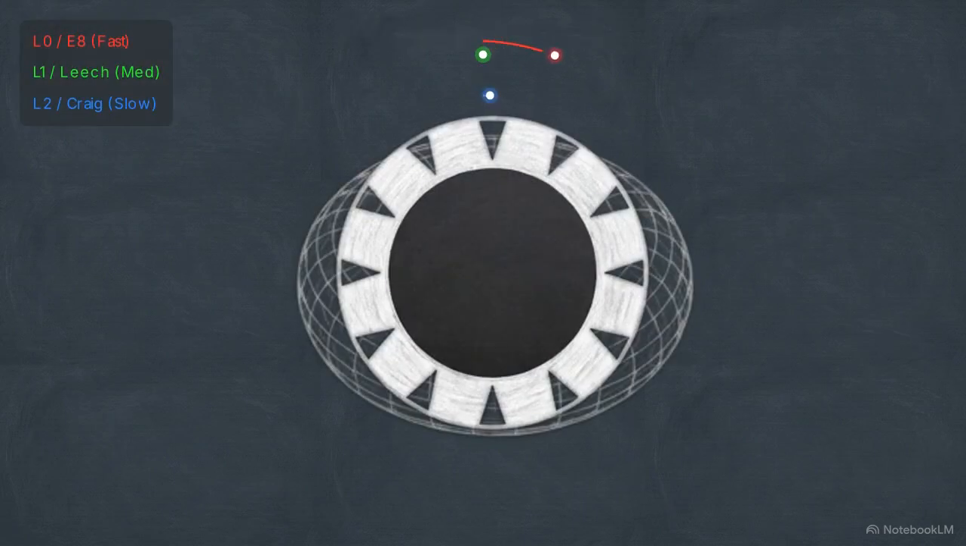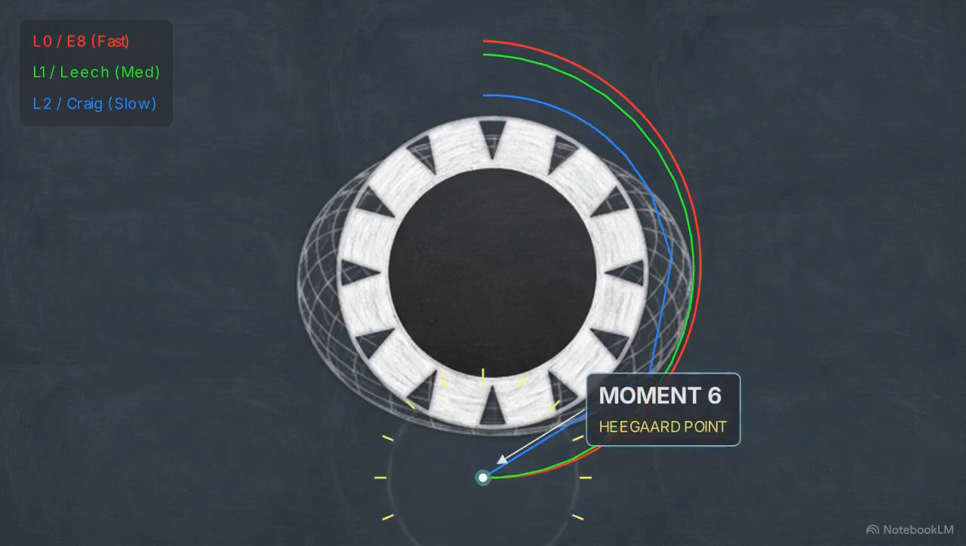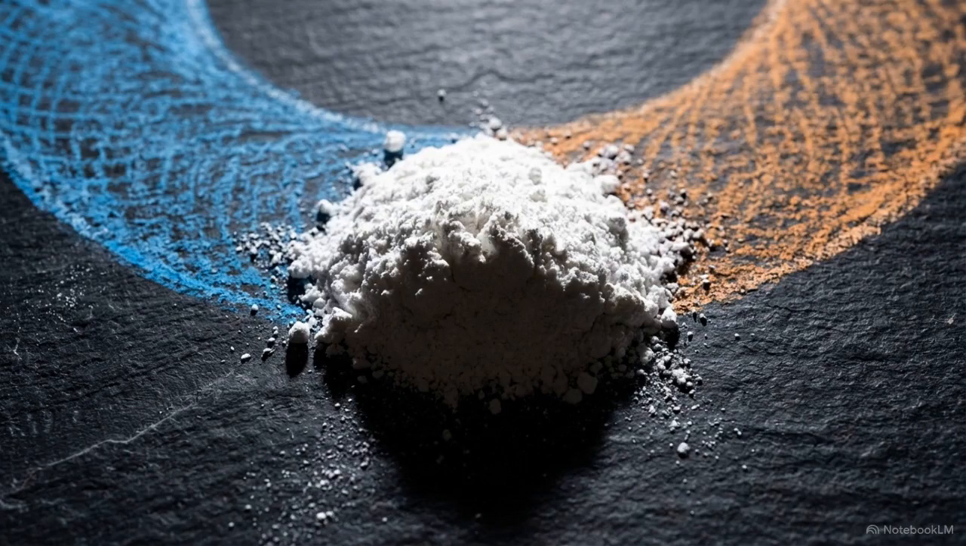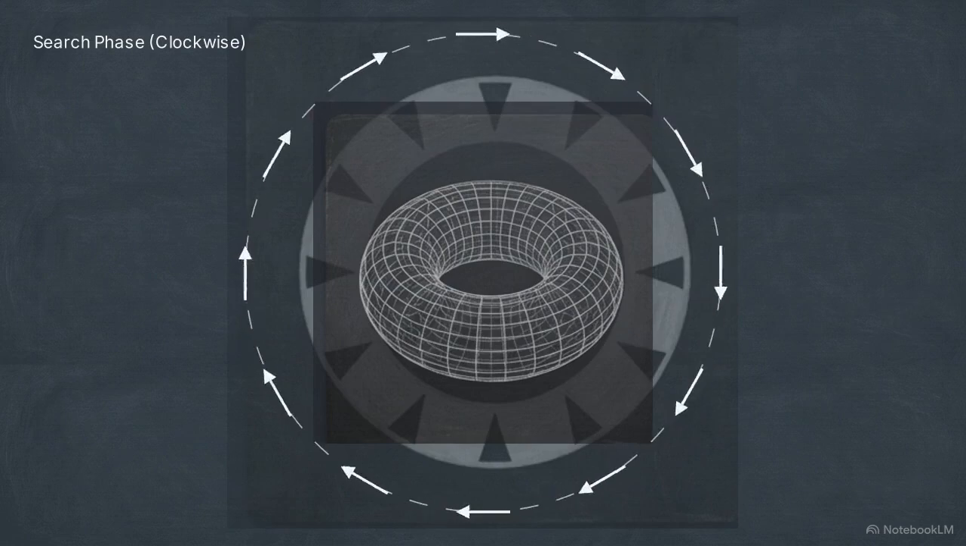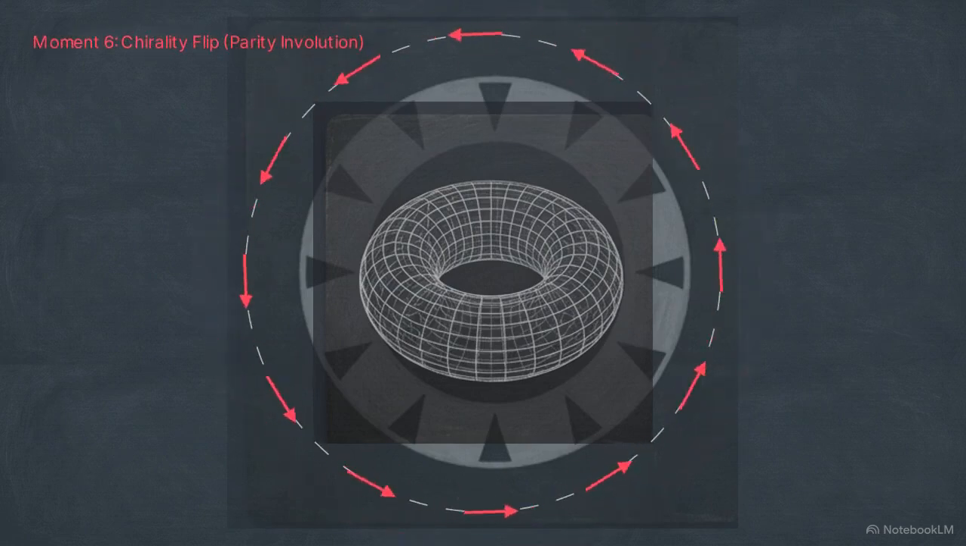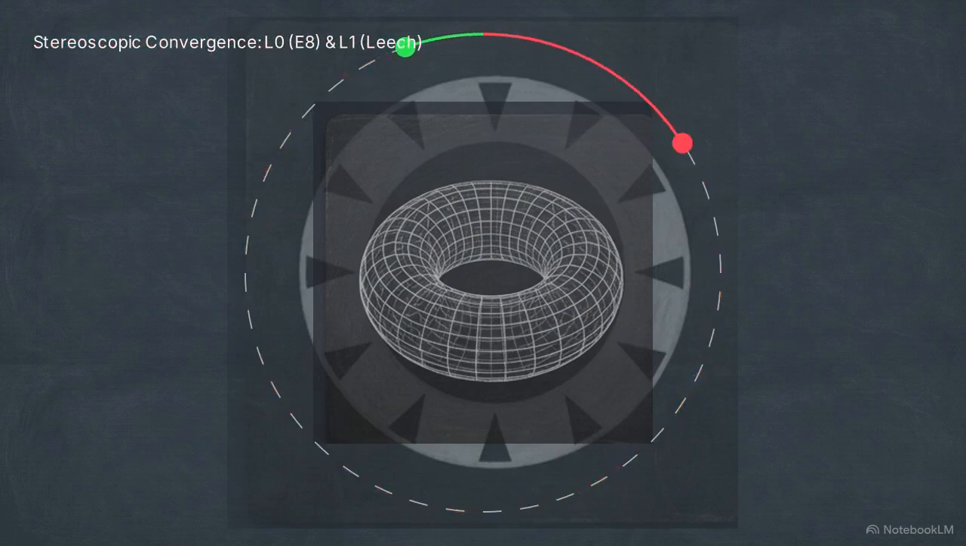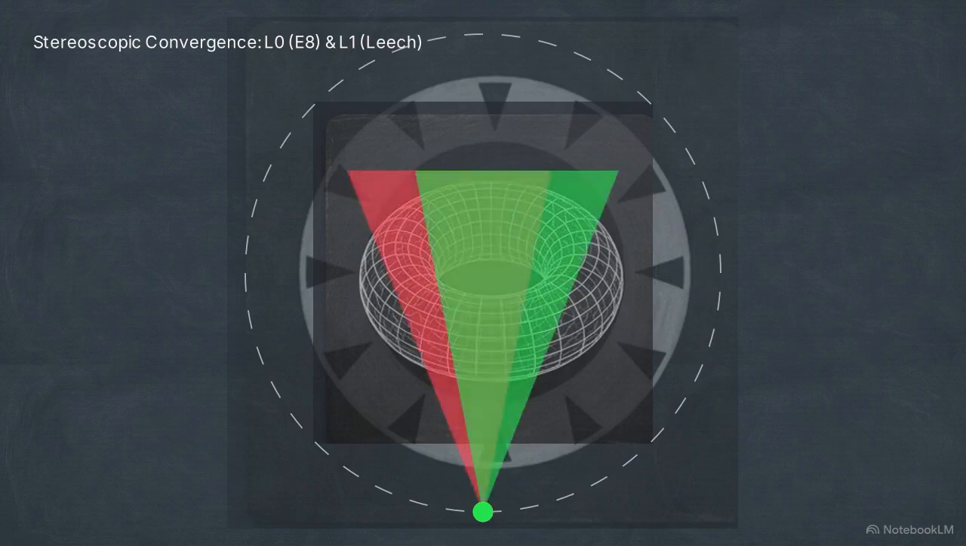This process iterates, step by step, until we reach the critical juncture of the sequence, moment 6. Moment 6 is the Heegaard point. It is the exact topological coordinate on the torus where the geometry forces a chirality flip, instantly reversing the direction of the orbit. Because of this forced reversal, the left and right tracking systems cross paths. For one step, they provide two simultaneous, opposing views of the exact same data point, creating a stereoscopic effect.